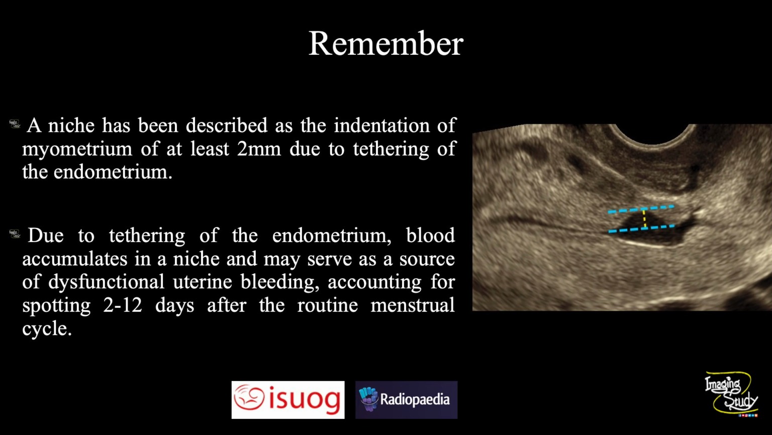Due to the tethering of the endometrium, blood accumulates in this niche. It may act as a source of dysfunctional uterine bleeding, accounting for spotting 2 to 12 days after the routine menstrual cycle, as it acts as a storage.